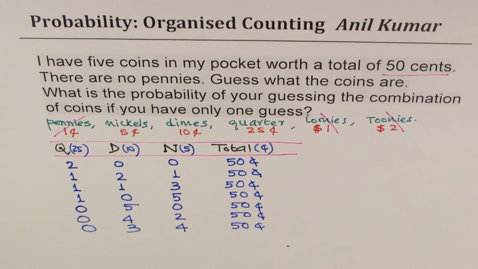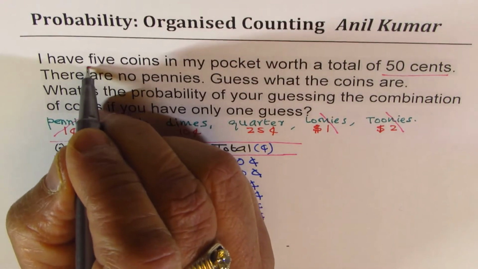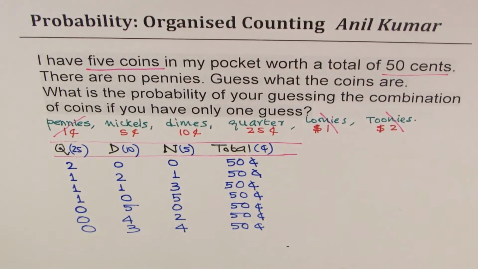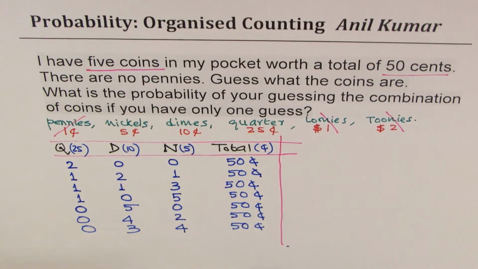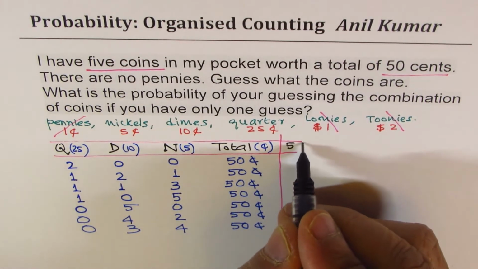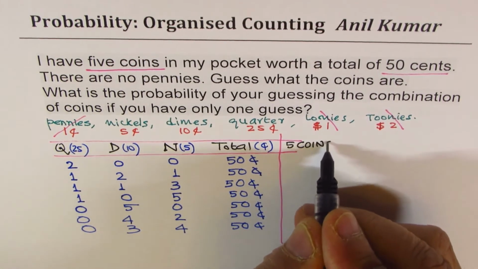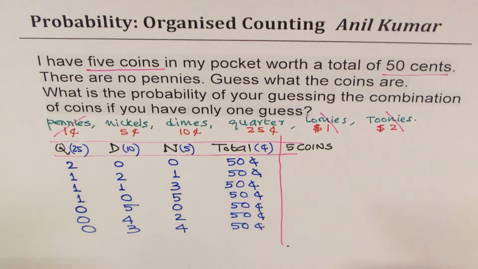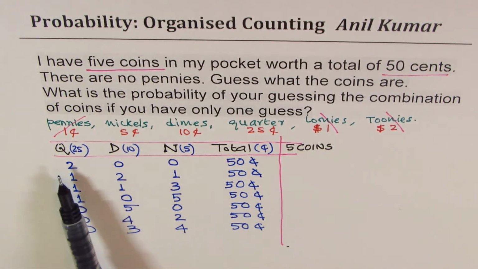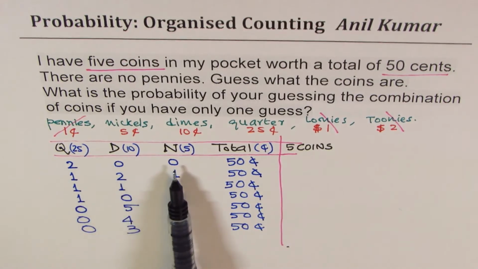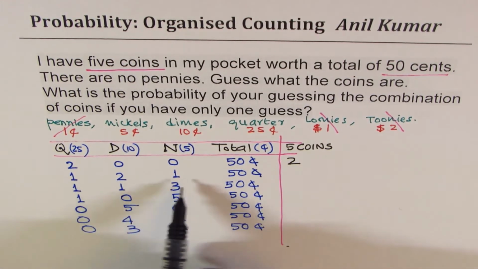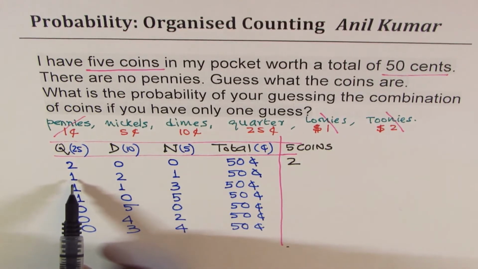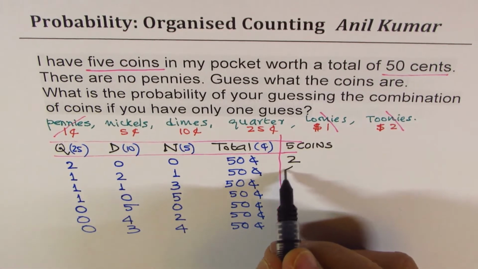Now one thing you will notice here is very important criteria that I have 5 coins. So what I'm looking for here is number of coins should be 5, right? We are looking for 5 coins. Important, right? So if I count the coins, let's see. So we have 2 quarters, 1 dimes, and no nickel. That means the number of coins is 2 for me. In this combination, I have 1 plus 2, 3 plus 1, 4 coins.